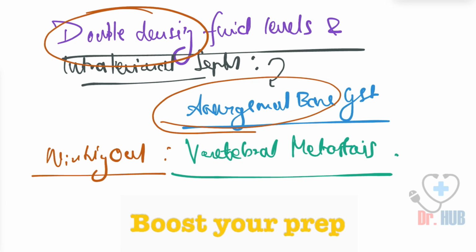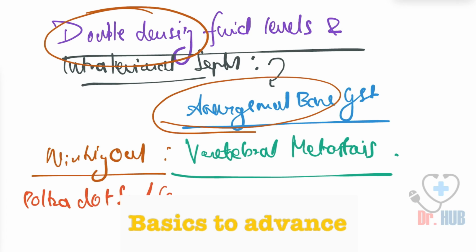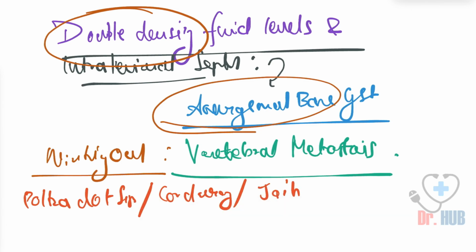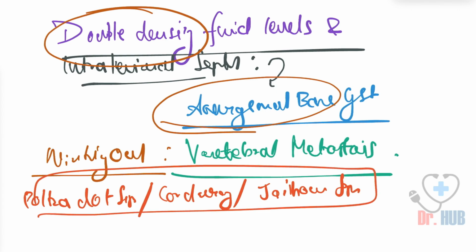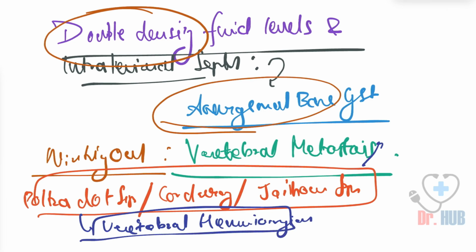Then we'll move on to the polka dot sign. The polka dot sign, or the corduroy or the jailhouse sign. All of these refer to the vertebral hemangioma.